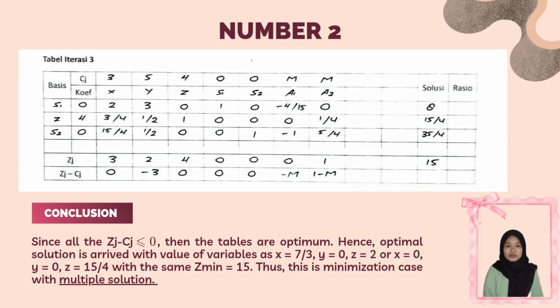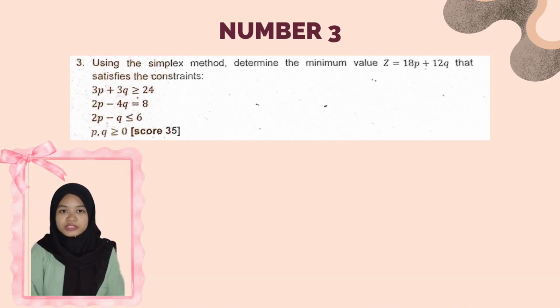Now, let's move on to question number 3. I will read the question. Using the simplex method, determine the minimum value of c equals 18p plus 12q subject to 3p plus 3q greater than or equal to 24, 2p minus 4q equals 8, 2p minus q less than or equal to 6, with p and q greater than or equal to 0. The question again asks to solve the given linear programming problem using the simplex method.